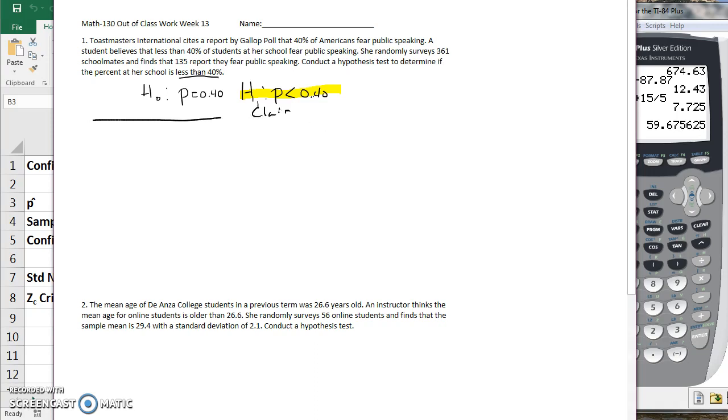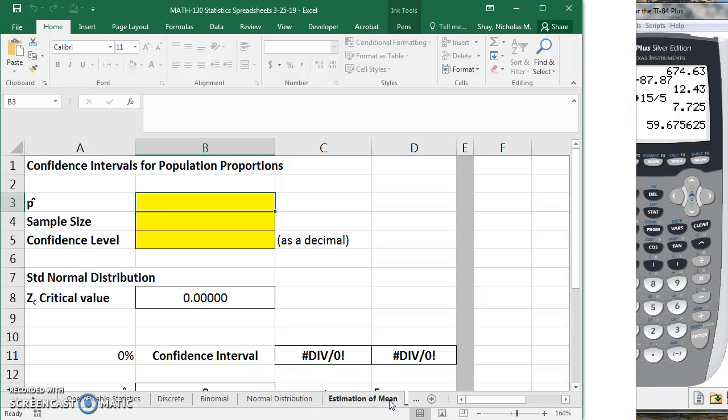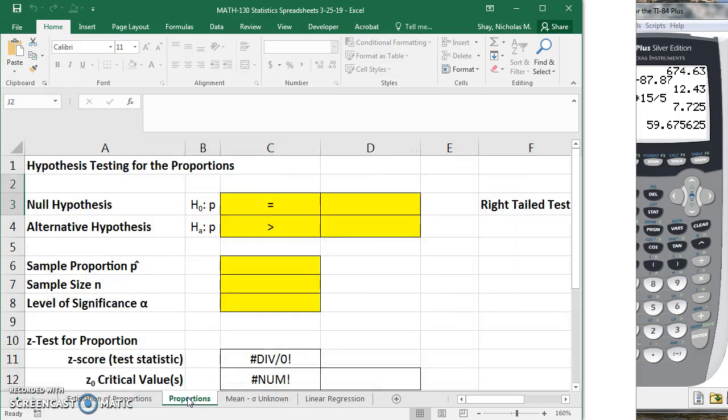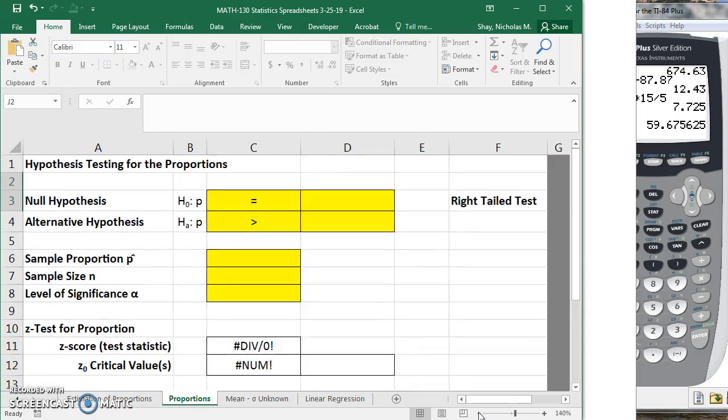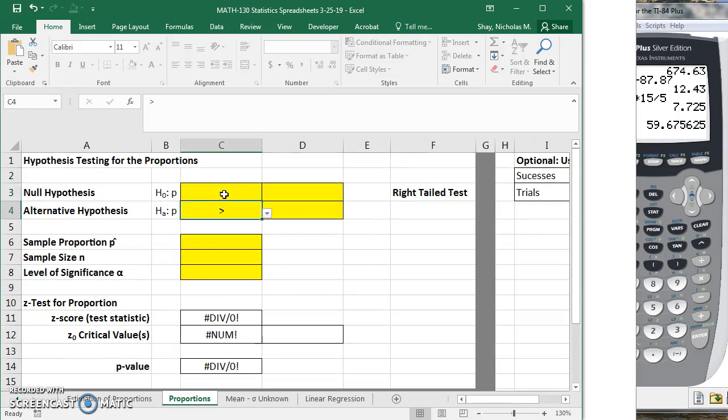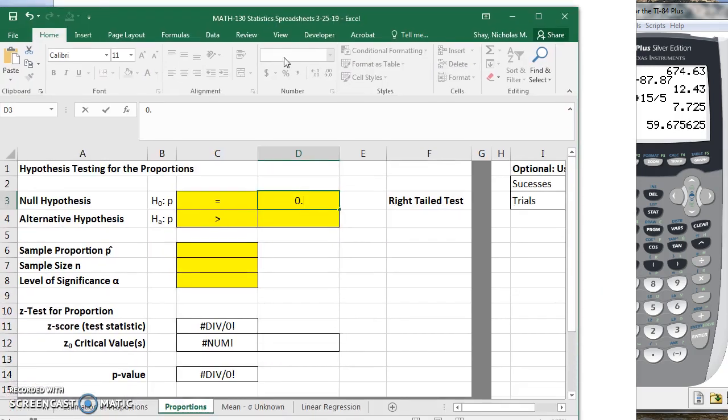Now we want to run our test. To run our test, we are going to use the one population proportion test in Microsoft Excel. So let's go to proportions here, and I'm going to zoom out a little bit so we can see this. All right, so the values we're going to enter are, our null hypothesis is less than 40, correct? So 0.40, for both our null and alternative hypothesis. And then we want to make sure for our inequality we select less than.